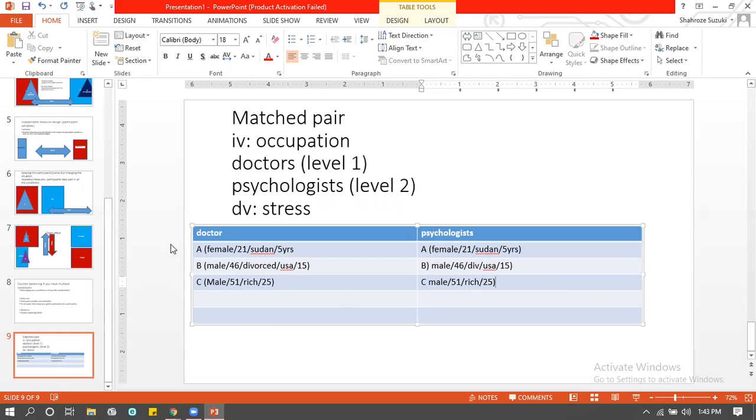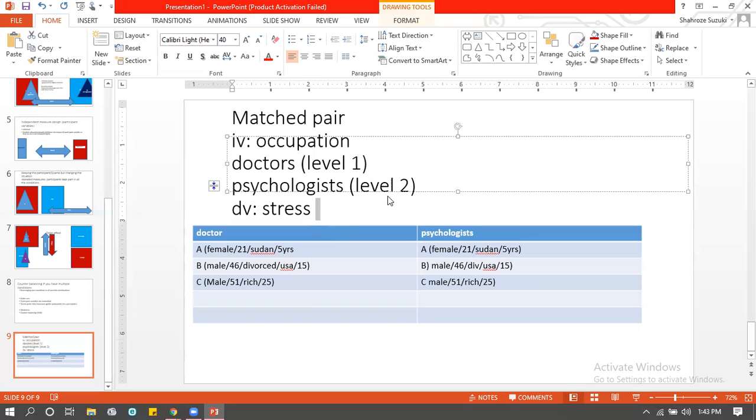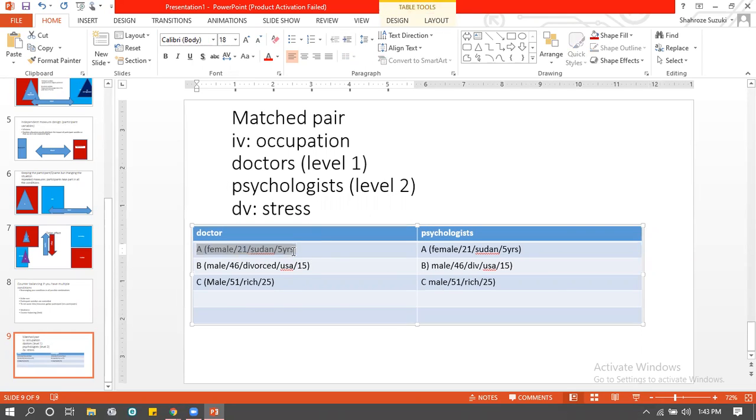So now, do you think that the only difference between these two groups is going to be because of their profession and nothing else? All right. So we matched the variables for the participants of one group, and used them to select the participants for the other group, matching A with A, B with B, C with C. So whenever we get the result, the only difference will be between the professions and nothing else.